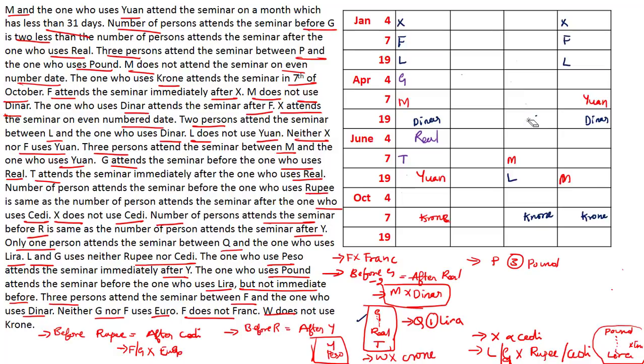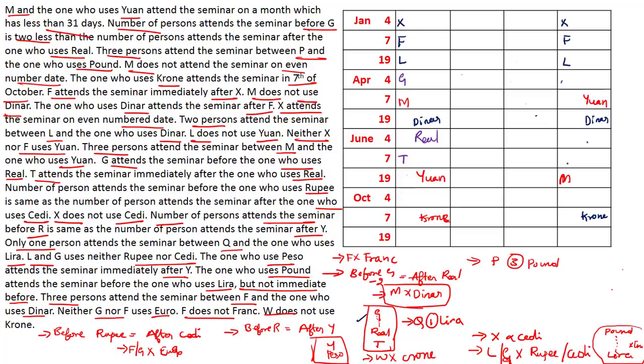One thing you need to keep in mind is that G will be attending his seminar before Real. Okay. Now if I put G here, so Real would be here.